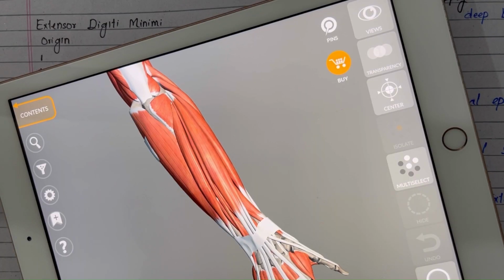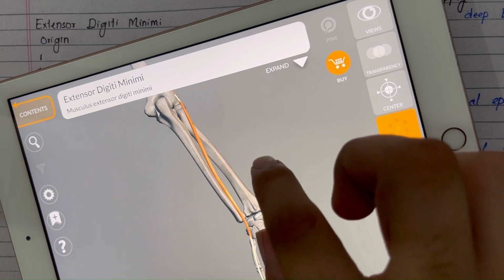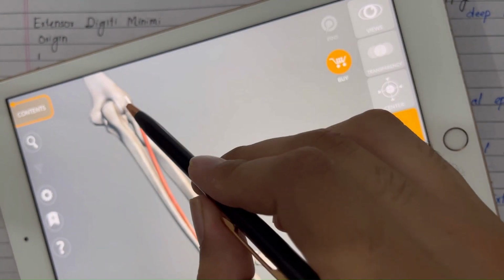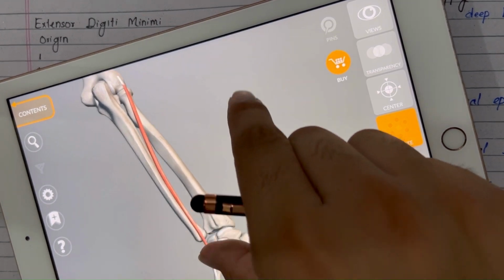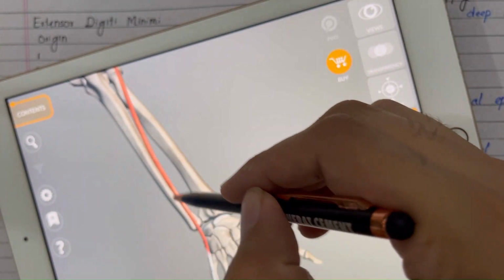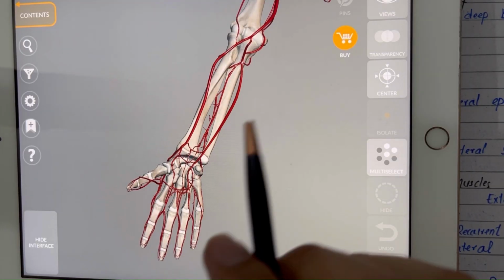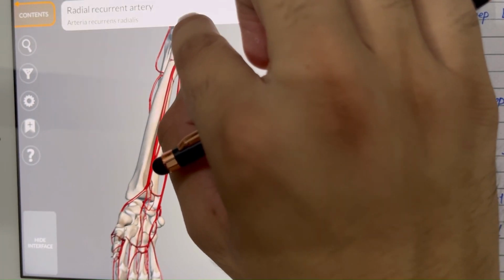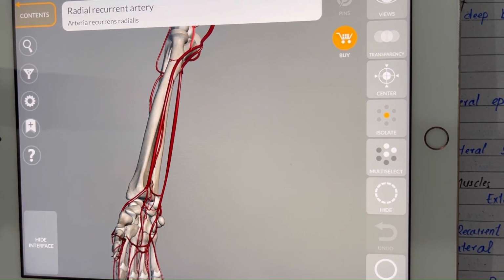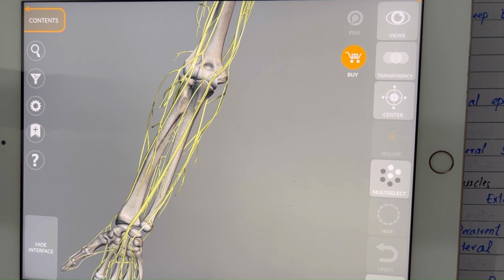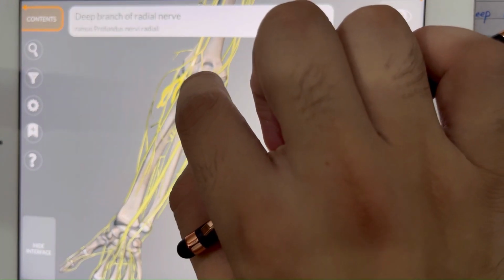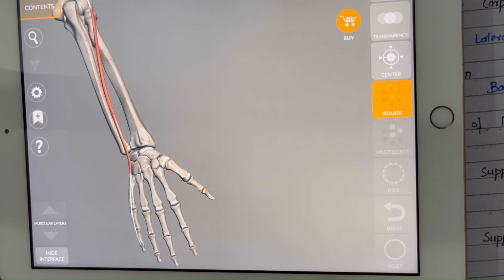Now the extensor digiti minimi muscle, which is located in the posterior compartment of the forearm. This muscle originates from the lateral epicondyle of the humerus bone, runs posteriorly and inferiorly and inserts into the distal phalanx of the little finger. The blood supply of the extensor digiti minimi muscle is the radial recurrent artery, which is the branch of the radial artery. The innervation is the deep branch of the radial nerve. The action of the extensor digiti minimi muscle is the extension of the little finger.